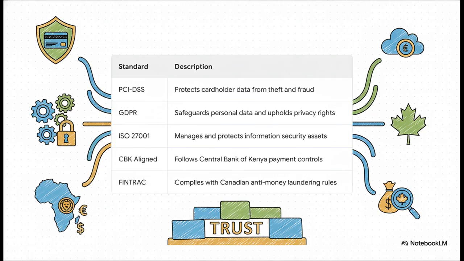You've got PCI DSS for card data, GDPR for personal privacy, ISO 27001 for information security. On top of that, they're aligned with specific regulators, like the Central Bank of Kenya and Canada's FinTrack. You put all that together, and you have an institutional-grade framework of trust.